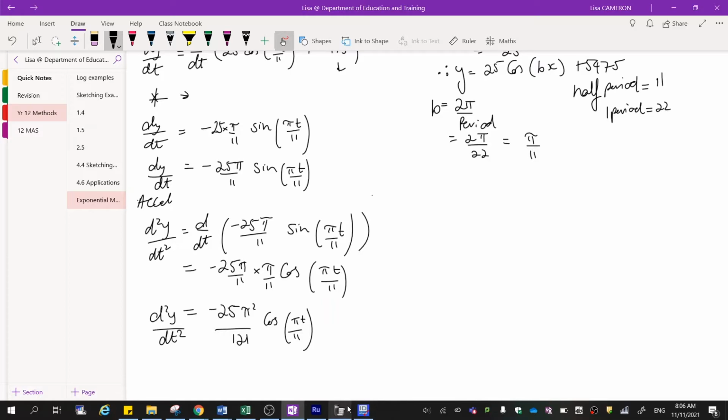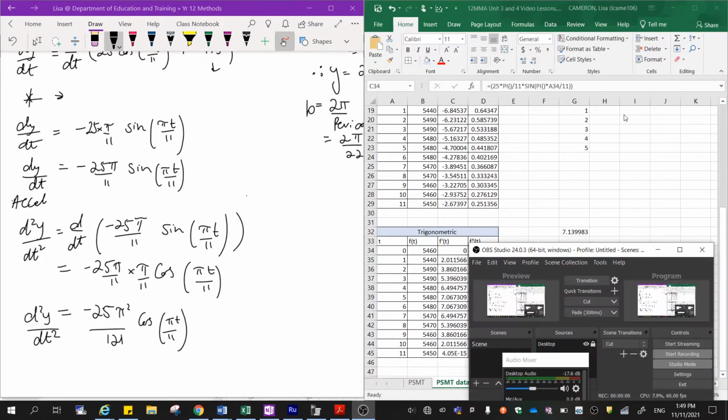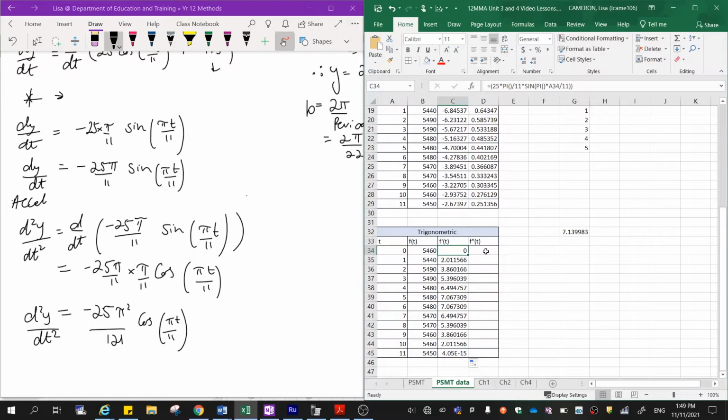So now we should be ready to enter this into Excel. So I'm going to go over here to my Excel. By default, Excel is going to be working in radians, so we don't need to worry about conversions. Now when we're inputting our derived functions into Excel, like you can see up here, for this function here it should have a minus, so it should be minus 25 times pi. If you try to not put the times between it, Excel will give you an error.